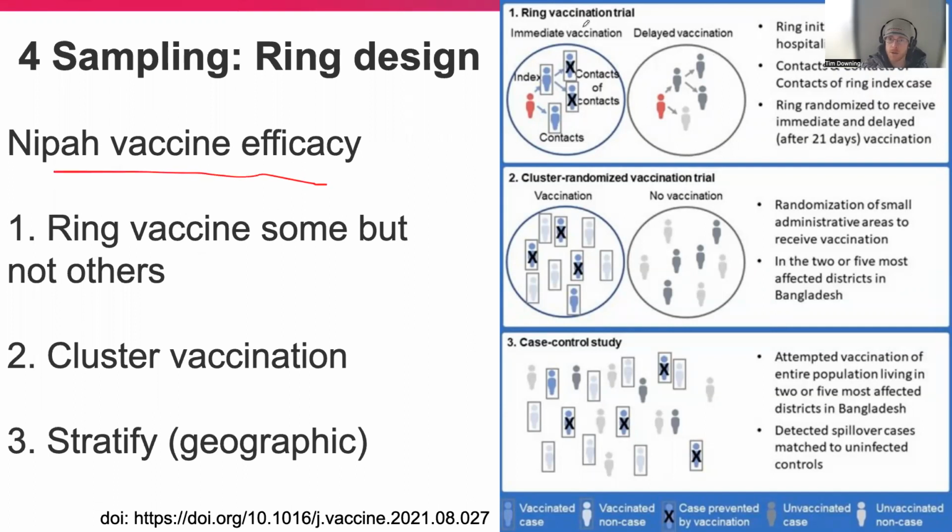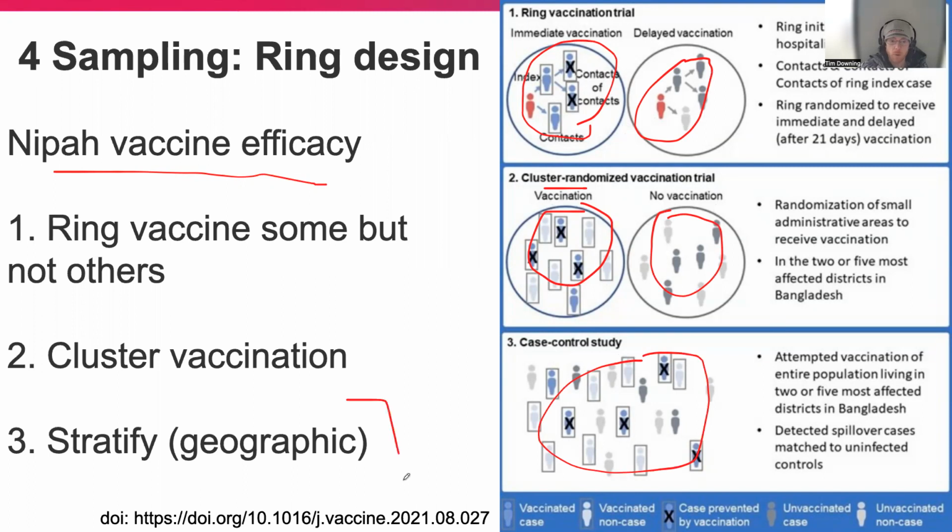Some trials use this kind of vaccination where they vaccinate immediate contacts, but then also delay vaccination in others to see if there's a difference in terms of the efficacy of that vaccine. Other studies have used cluster-based approaches where they vaccinate extensively one group, but not another group, to see, again, if the vaccine is effective. And then there's classic mass vaccination as well, where there's also potential to stratify based on geographic splitting.